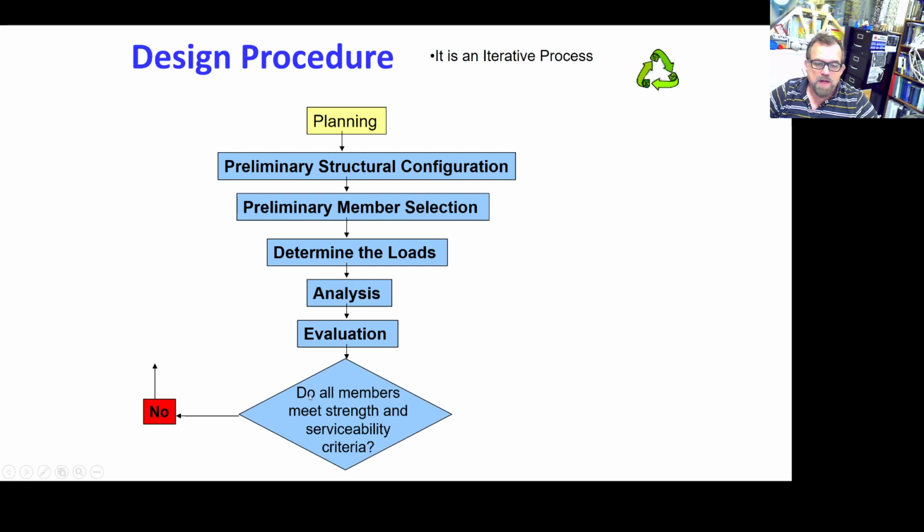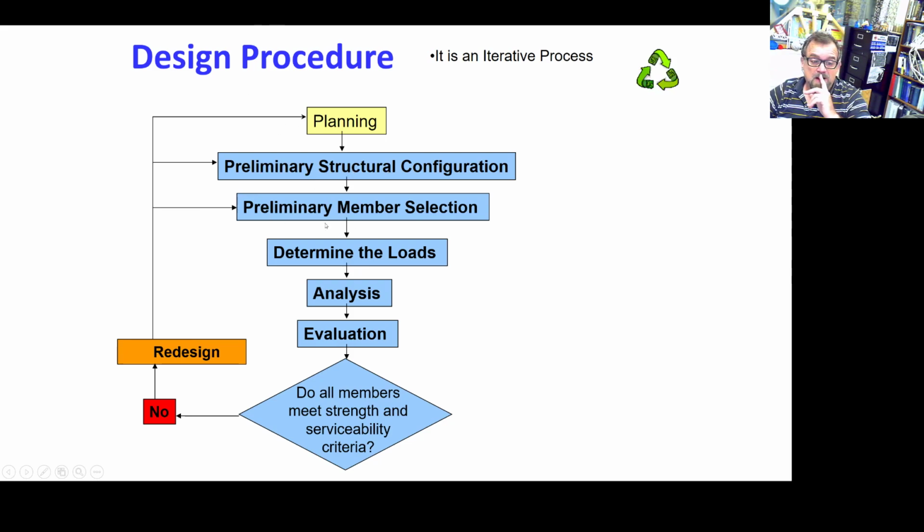Redesign what? We have to go back, right? But I don't know where we have to go back. We have to go back somewhere else. Either to, I don't know, it could be planning, it could be preliminary member selection, it could be structural configuration, it could be, hopefully, it's going to be here to this one. But there are cases where no matter what you do, the solution is coming here, and change columns, for example, in this example. Nice, very nice.